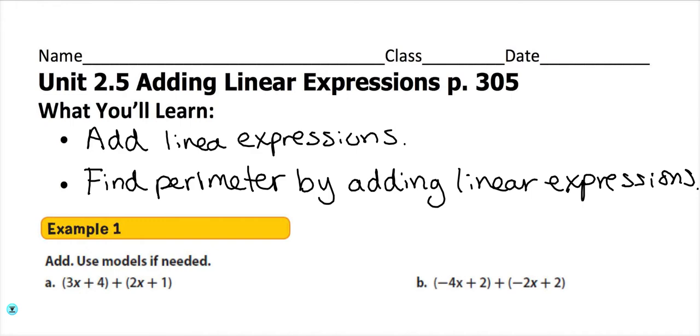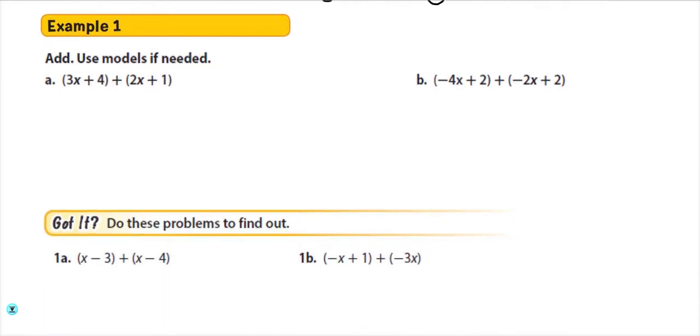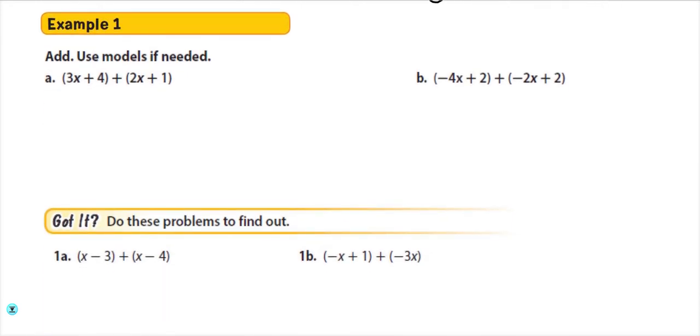All right, let's take a look. So the first one says to add and use models. Let me scroll down just a little bit here so we got a little bit more room. I will use models here at the beginning just so you can kind of see what we're doing. All right, so what we have is the quantity of 3x plus 4 plus the quantity of 2x plus 1. So what we're going to do is just put like terms together, and that's basically it. So let's try that first. Remember that like terms is when they have the same letters matching, or if there's no letters at all and they're constants, then you can put those together.